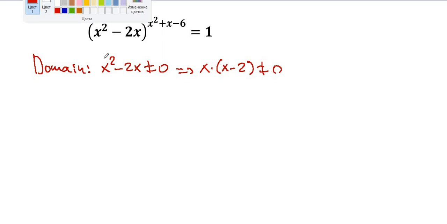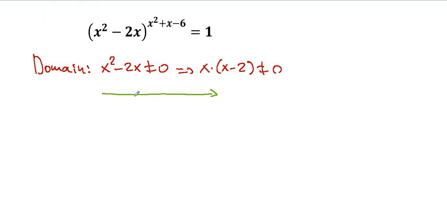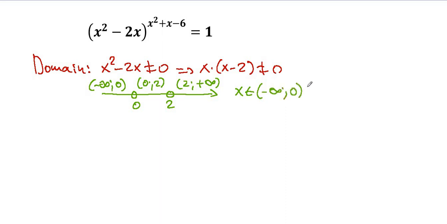If you look at the number line, here 0 and here 2, and all empty circles. Why? Because x cannot take 0 and 2. So x will take all values from minus infinity up to 0, from 0 up to 2, and from 2 up to plus infinity. So here x belongs to (minus infinity, 0) union (0, 2) union (2, plus infinity). So this is our domain.